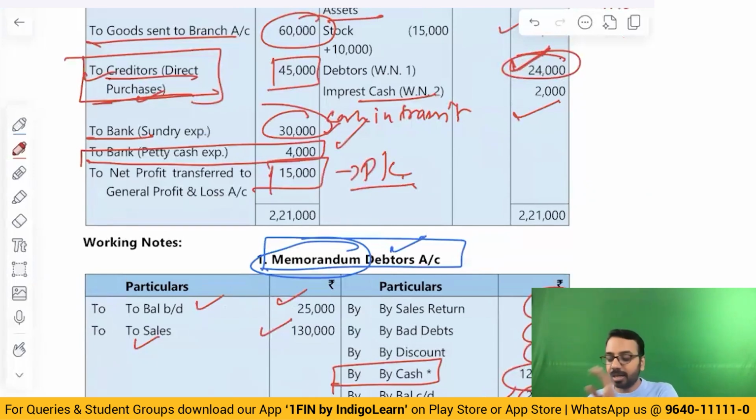Okay. Are we clear on how to handle different things when it is a debtors account? And most of the time you will not get a direct debtors account question where everything is at cost. Very rare in the examination. If you get, you are lucky. Any questions?